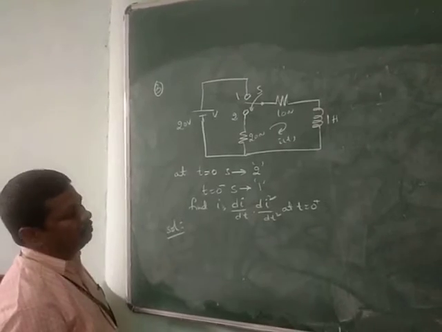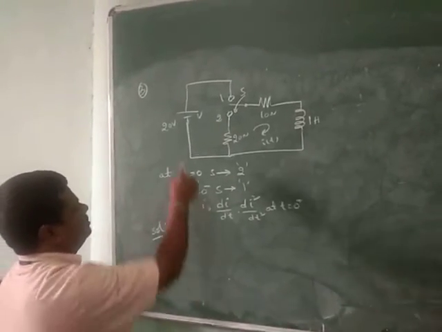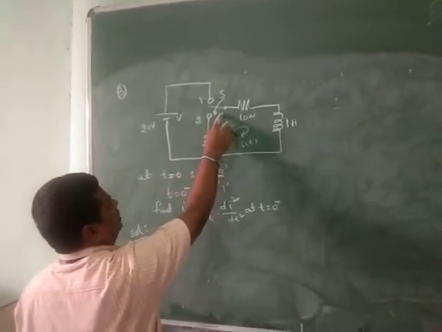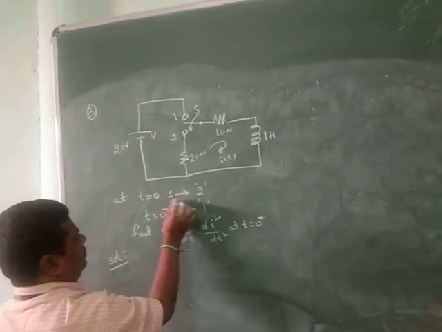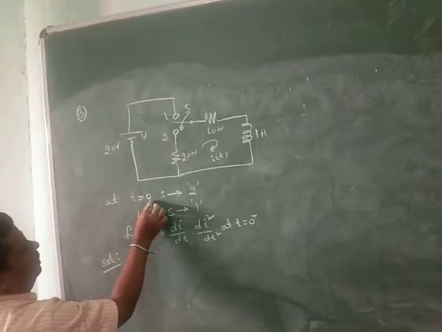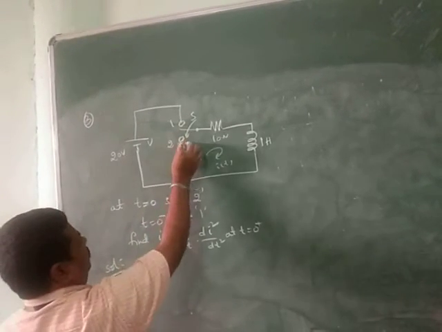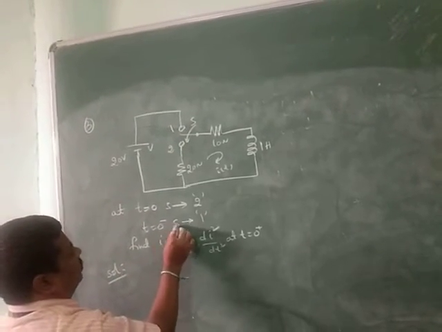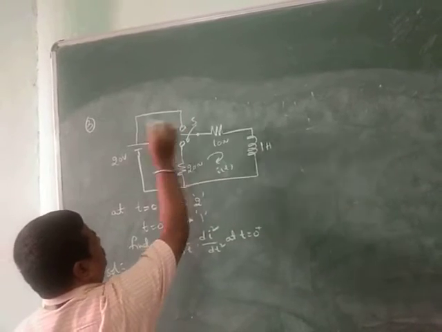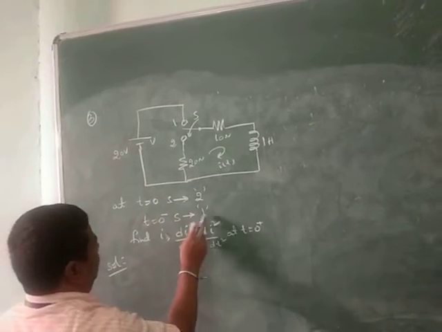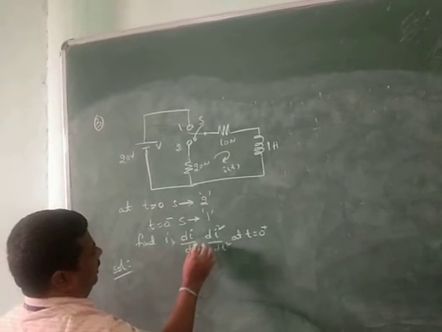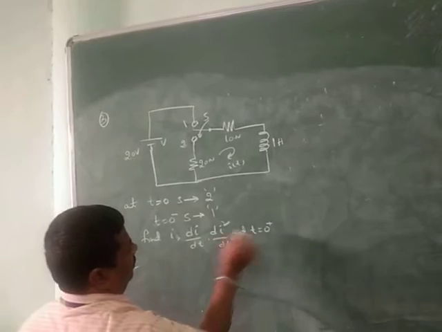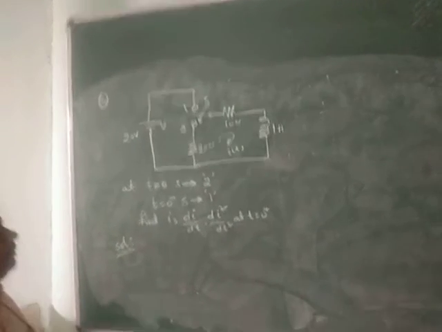Coming to the third problem, observe here, this is a 20 volt source. This is a switch. The switch is connected to position 2 at t is equal to 0. At t is equal to 0 minus, S is connected to position 1. This is the problem: find the current flowing through the circuit and dI by dt and d square I by dt square at t is equal to 0 plus.